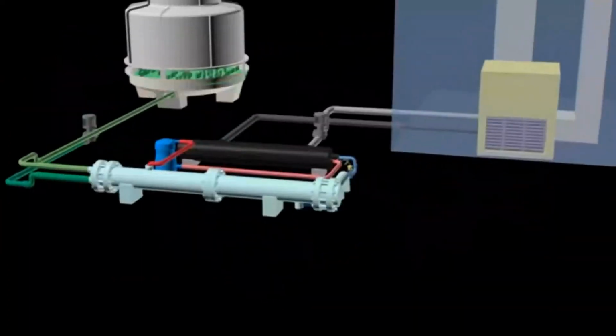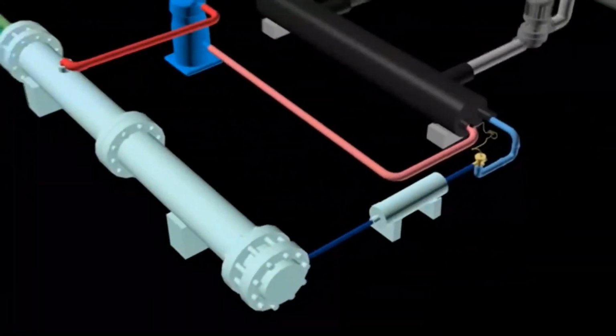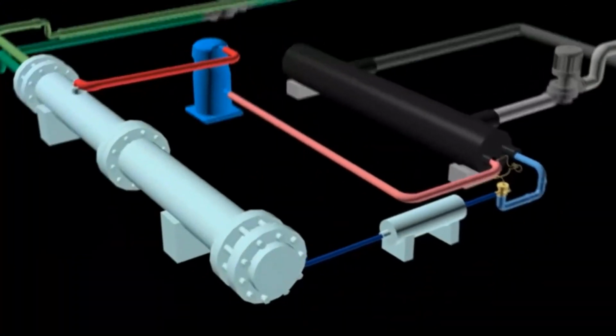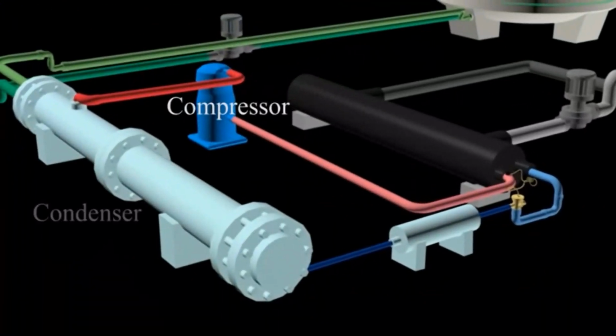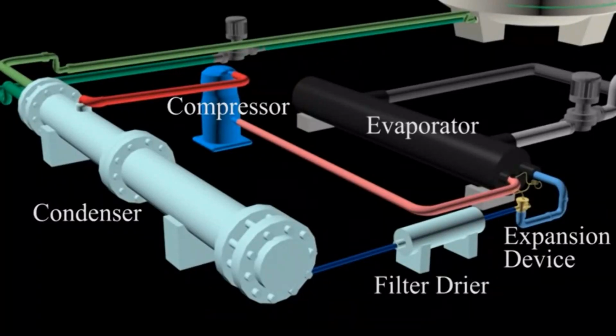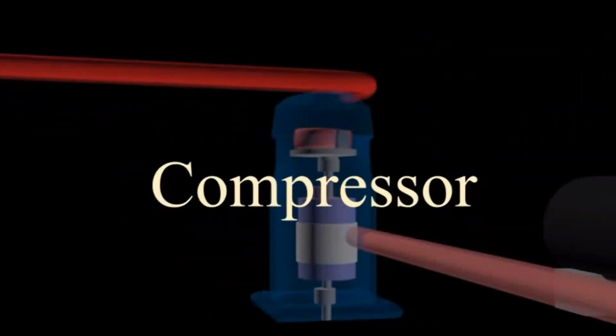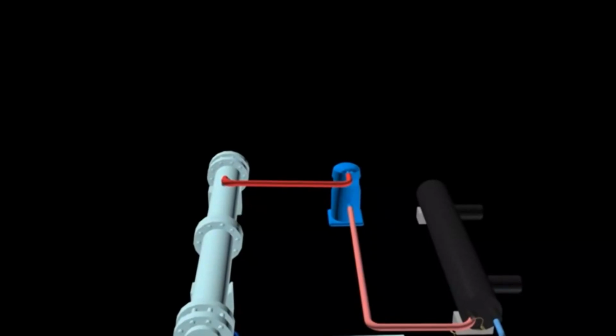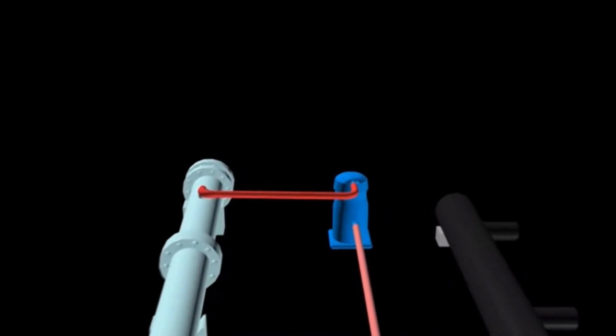Refrigerant cycle. The refrigerant cycle consists of four basic components, which are compressor, condenser, expansion device and evaporator. An additional component called a filter dryer is also included in the system.